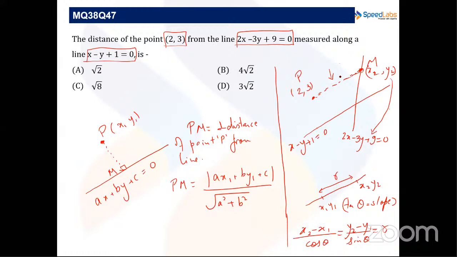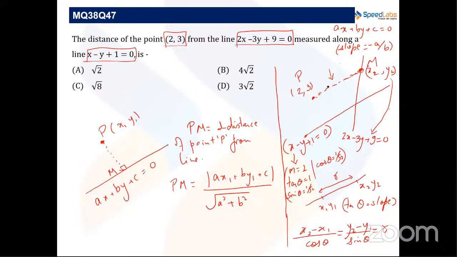Now, we do not have the slope of PM, but it is given that this distance is measured along the line x minus y plus 1 equals 0. So we have the slope of this equation. For a line ax plus by plus c equals 0, the slope is minus a by b. On comparing, we get slope equals 1, that is tan theta equals 1. So sin theta will be 1 by root 2 and cos theta will be 1 by root 2.